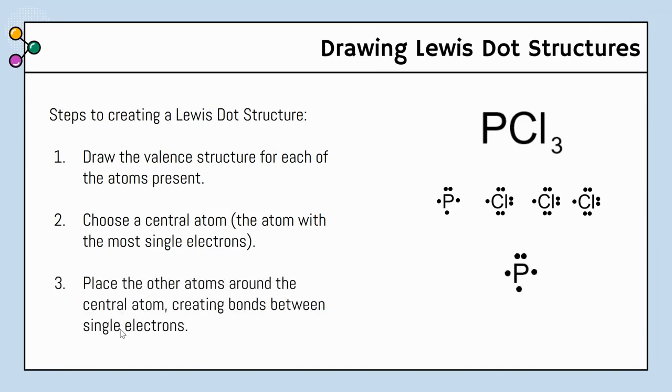And finally, I'm going to place the other atoms around that central atom to create bonds between the single electrons. So I'll put my chlorines around, I'll arrange their electrons across from the phosphorus, and finally I'll redraw these single electrons facing each other with those straight lines as bonds. Again, these bonds represent both single electrons from each atom. Also notice that these pairs remain. Any pairs are going to remain exactly where they were to start.